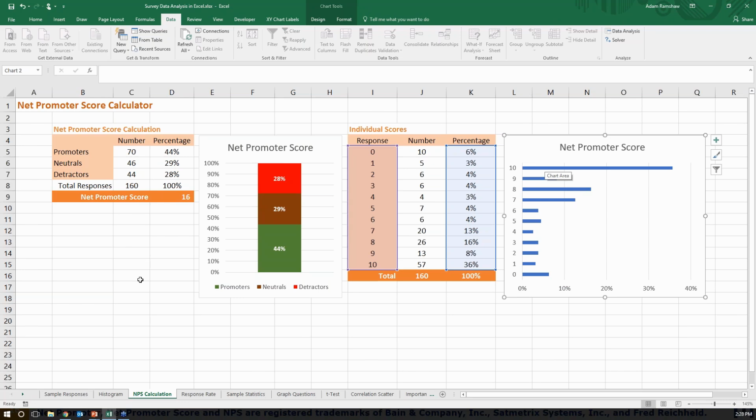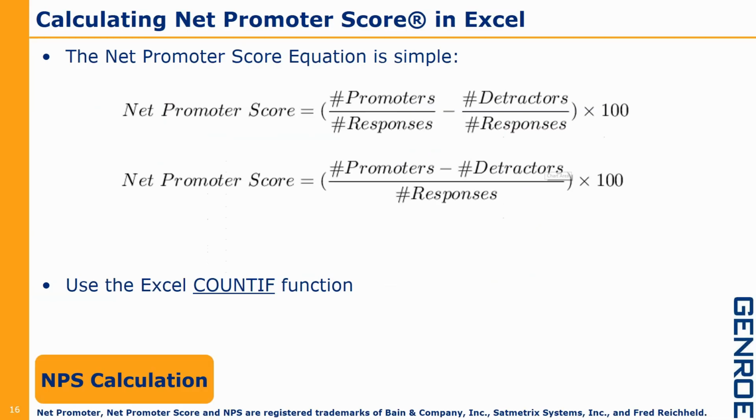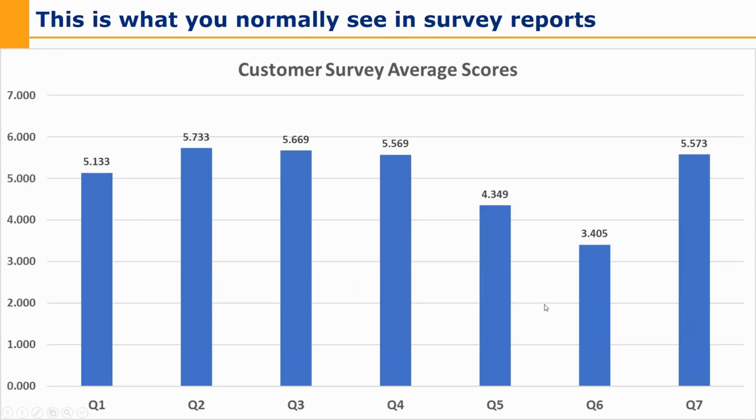So that's how you're going to calculate Net Promoter Score in Excel. A really simple way. The COUNTIF function works really, really well. It ignores any text data in the column, so it works really well.